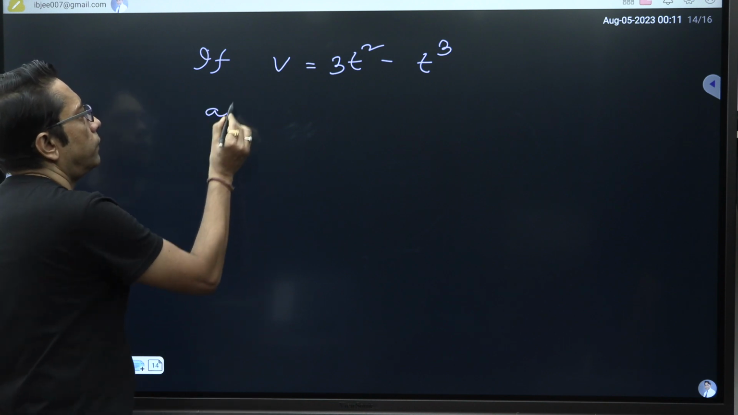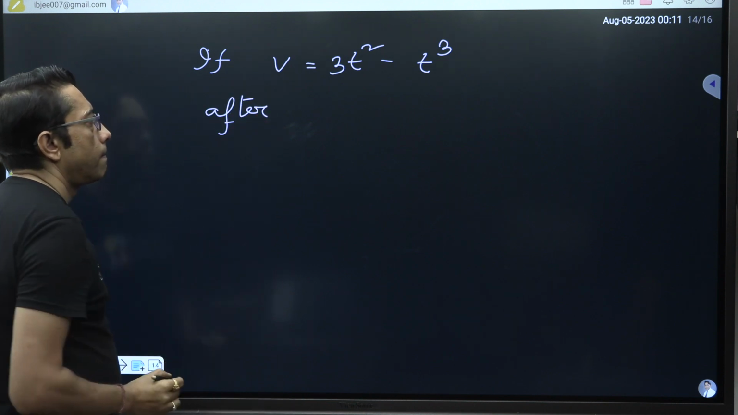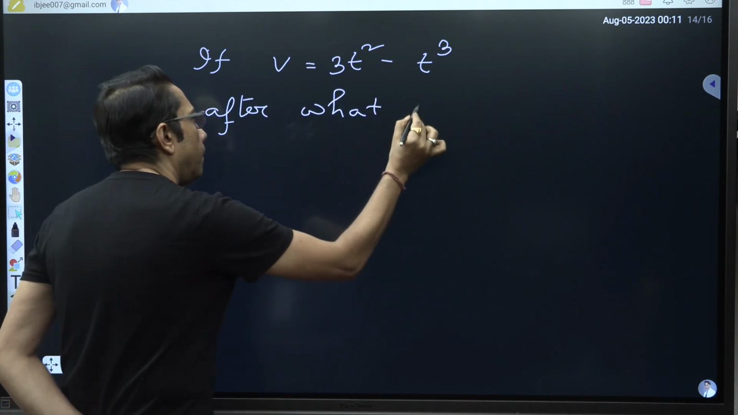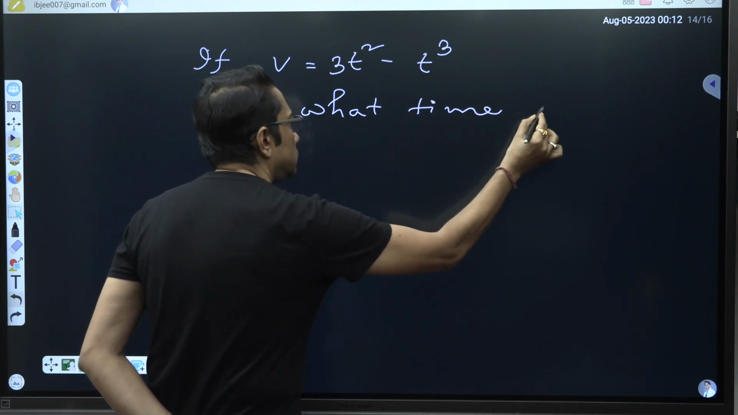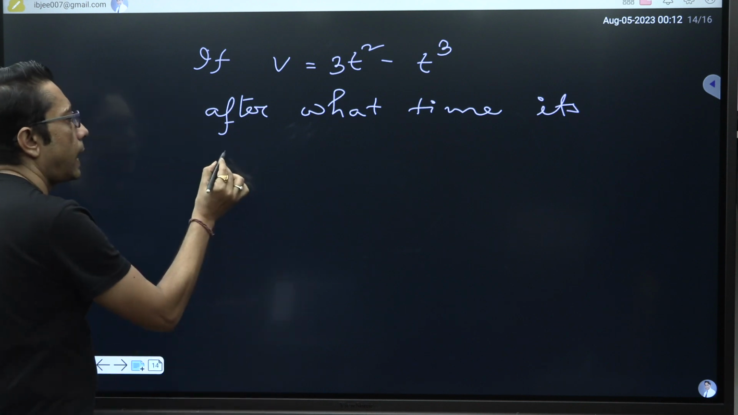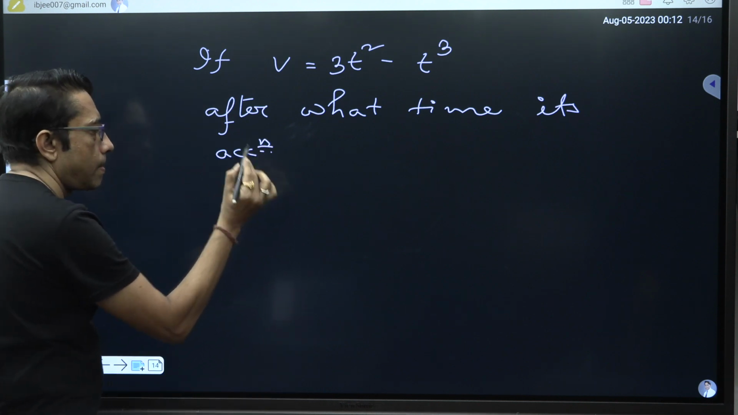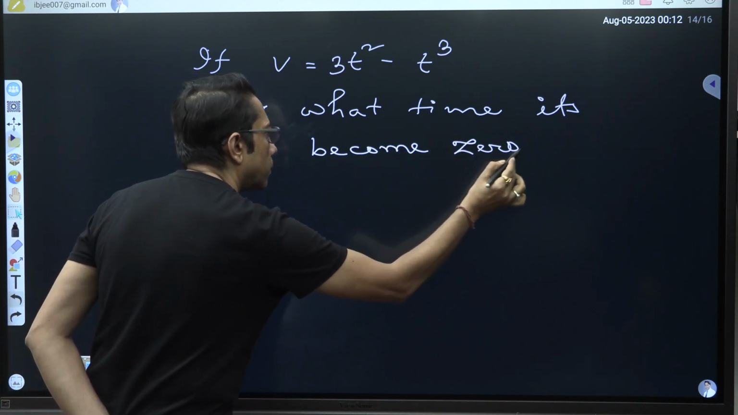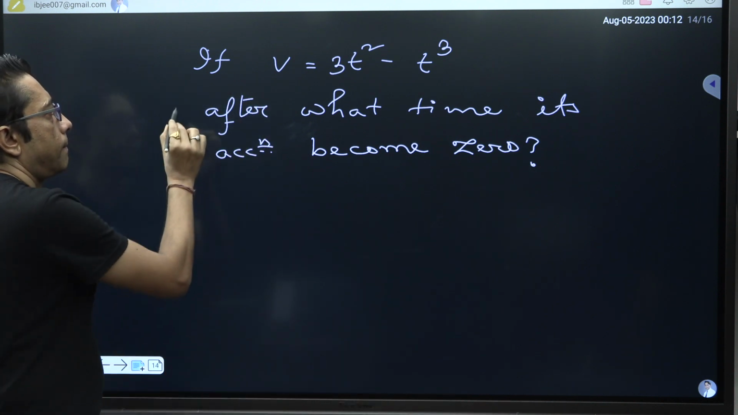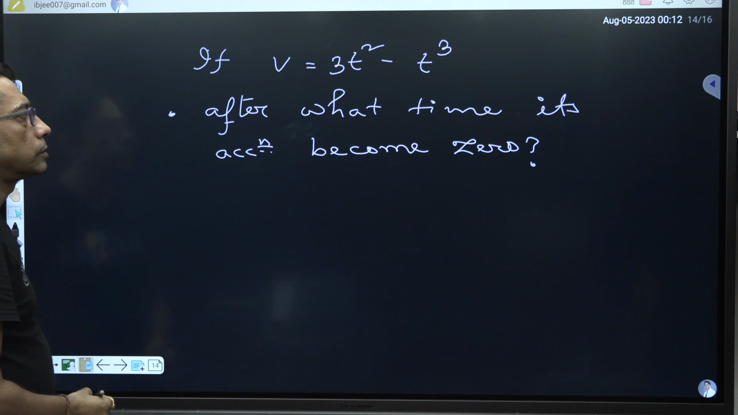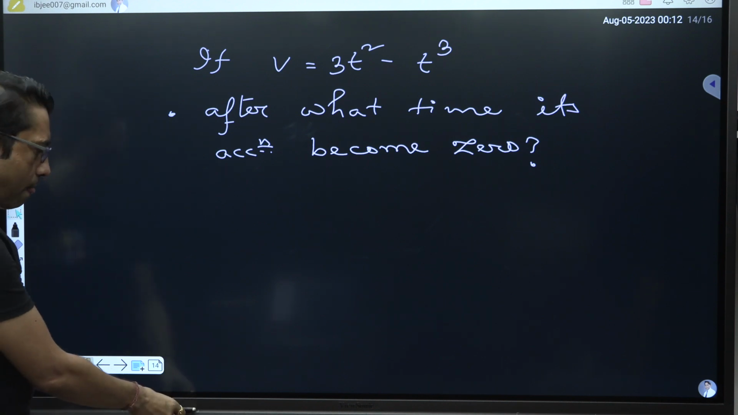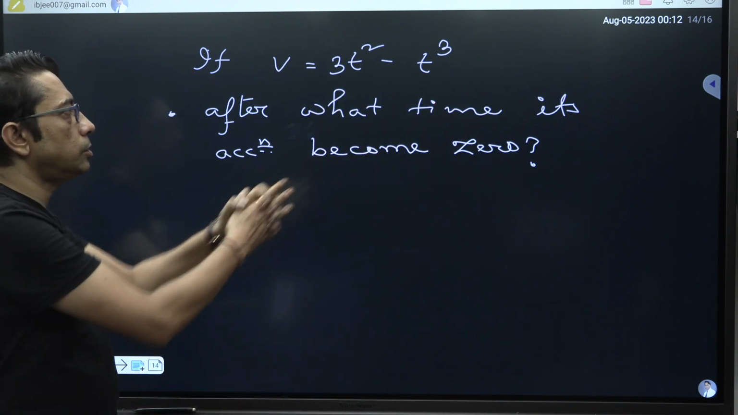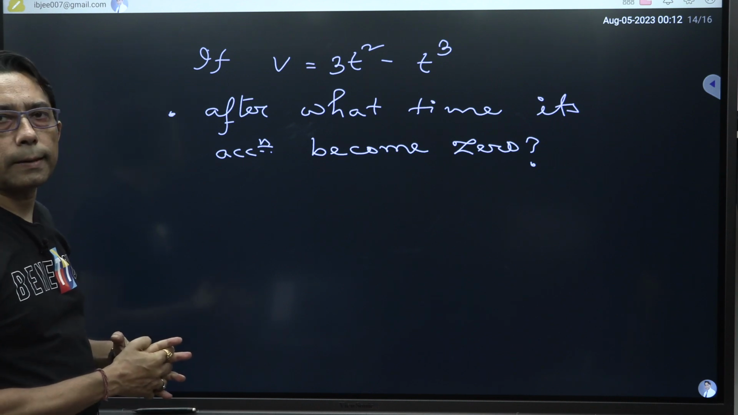Write the question: after what time its acceleration becomes 0? This is the question. A particle is moving with a velocity this much. So after what time will its acceleration become 0? That is the question.